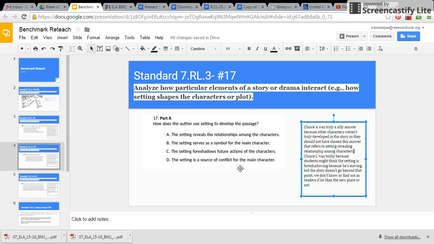The conflict is Julius doesn't want to move. He wants to stay and continue living in the house that he's known basically all of his life. So that is the big problem. So that is how the setting is a source of the conflict.